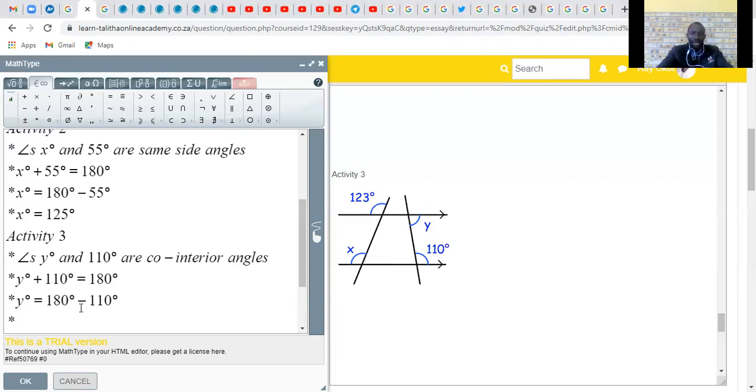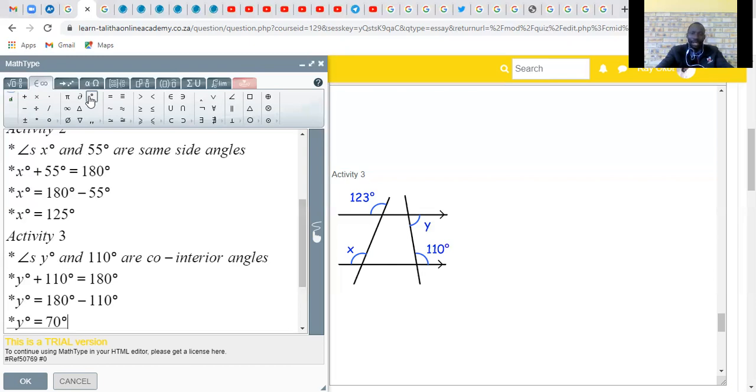Then that way we can find the value of Y. And what is Y going to be? Well, Y is going to be 180 degrees minus 110 degrees. And that will give us a value of 70 in degrees.